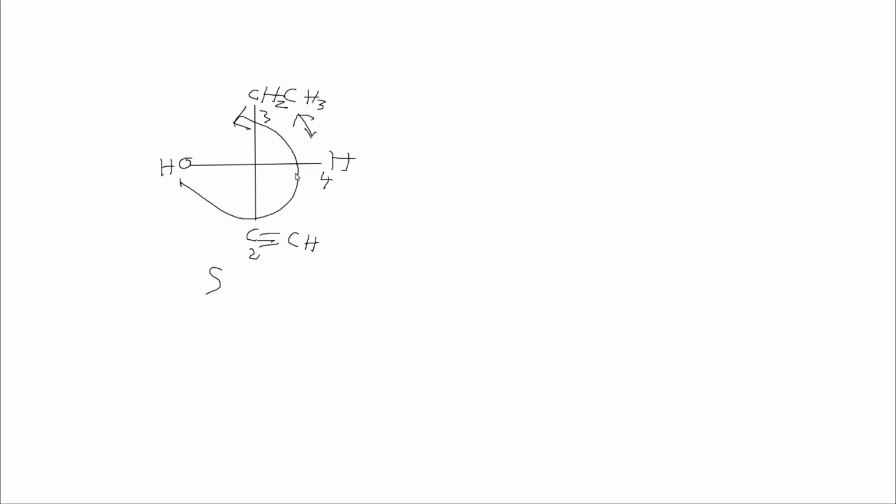However, since you switched 2 groups, that's just going to convert it to the other enantiomer. Every time you switch 2 groups, it goes to the other enantiomer, meaning that you got S, but it was really an R. R is what that is. So this is an R.